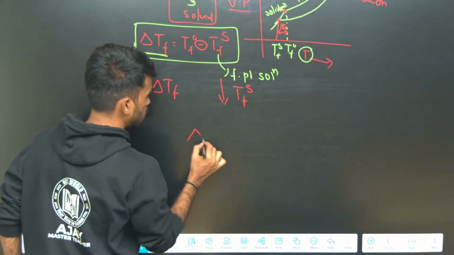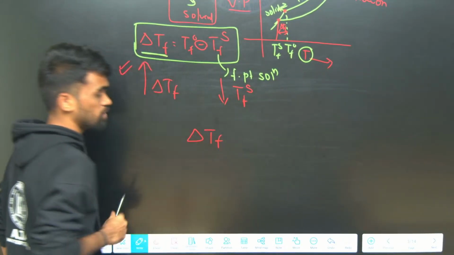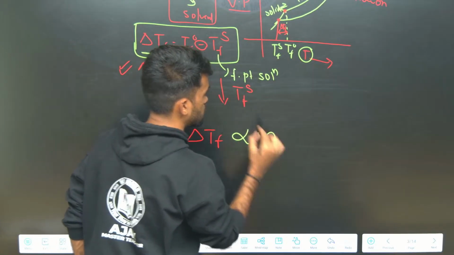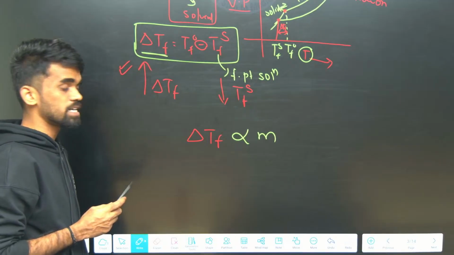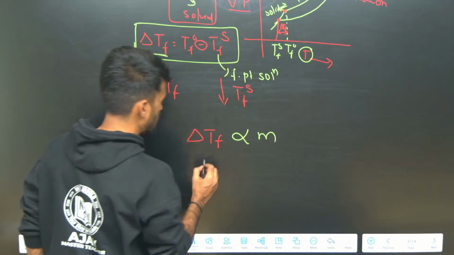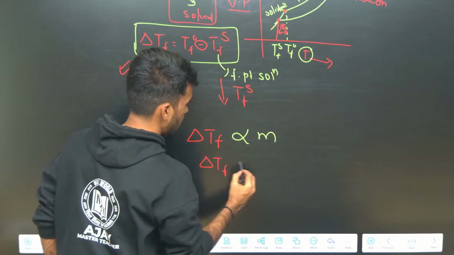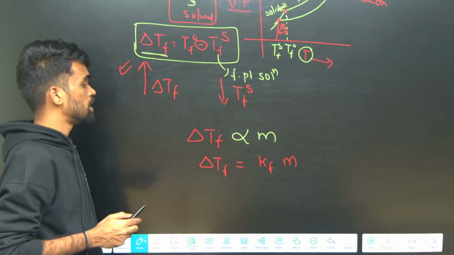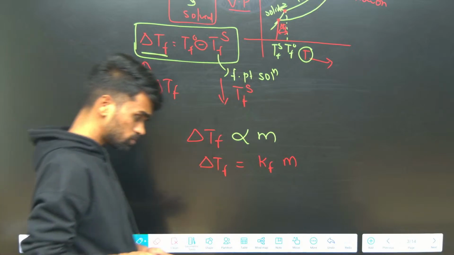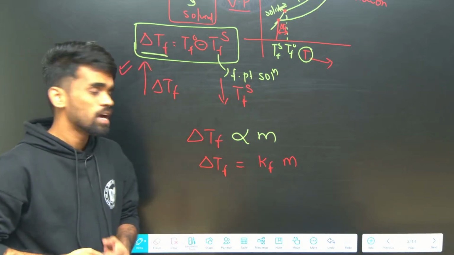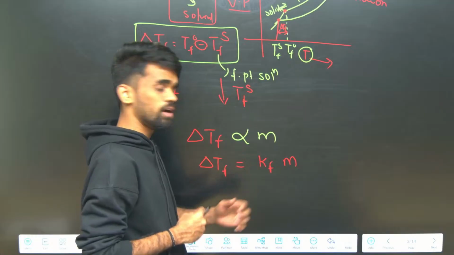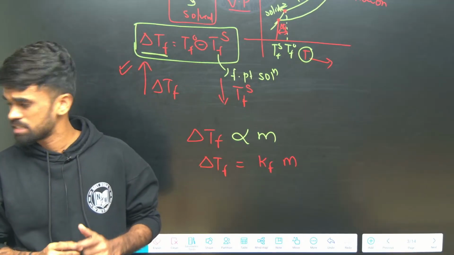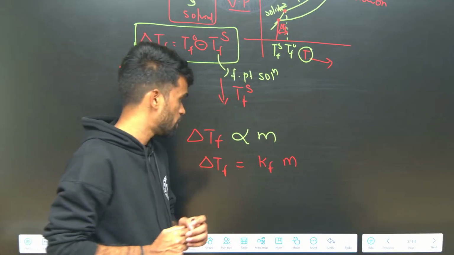Now delta Tf, the depression of the freezing point of the solution, is directly proportional to molar concentration. What is that? Molar concentration, I can say molality. Now I am removing this proportionality and it will become Kf m. So what is this Kf? This is the molar cryoscopic constant, I can say, or molal depression constant. More specifically, sometimes it is mentioned as the cryoscopic constant also.